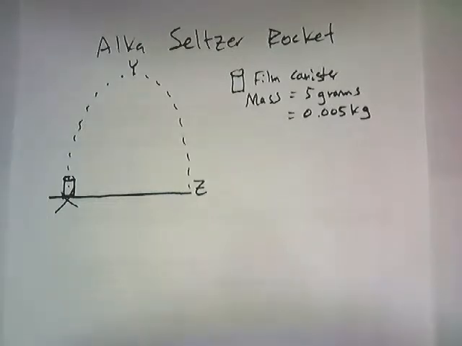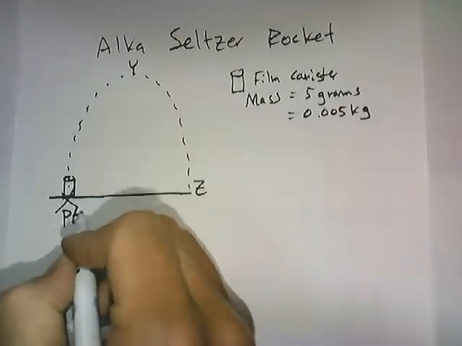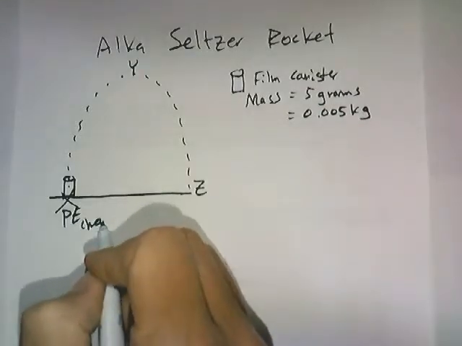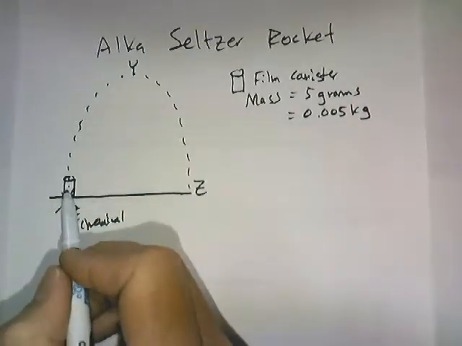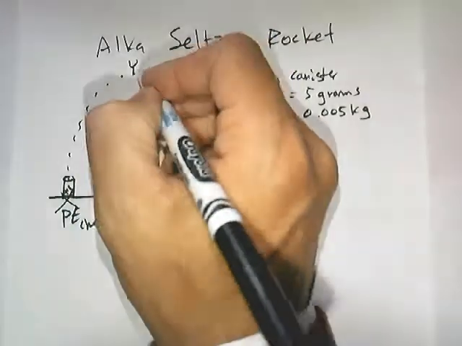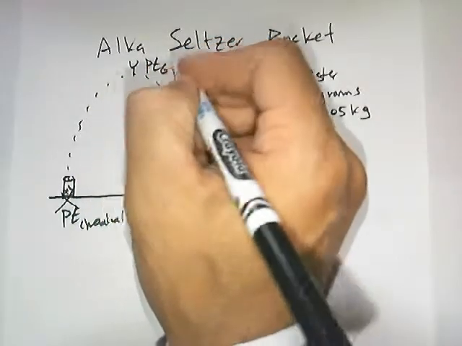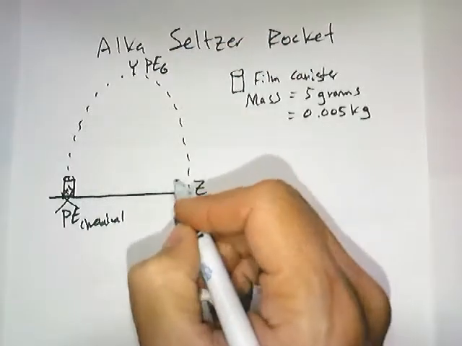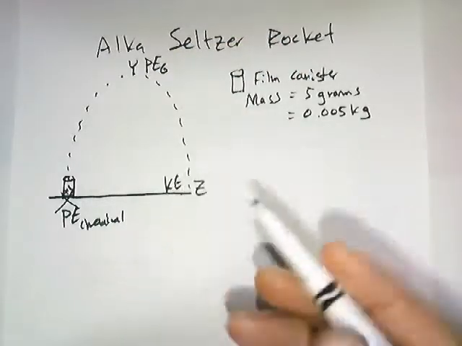The only difference here is that at the film canister, location X is going to be potential energy, but in this case we're going to say that it's chemical potential energy because there's a reaction taking place in here. The fizzing is the process of effervescence. And here, we're still back to gravitational potential energy, and at Z, we're still back at kinetic energy. So similar, but a little bit different.